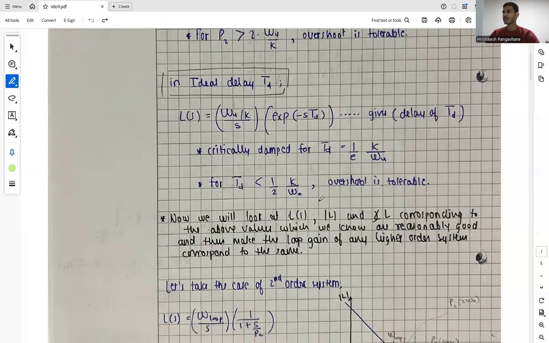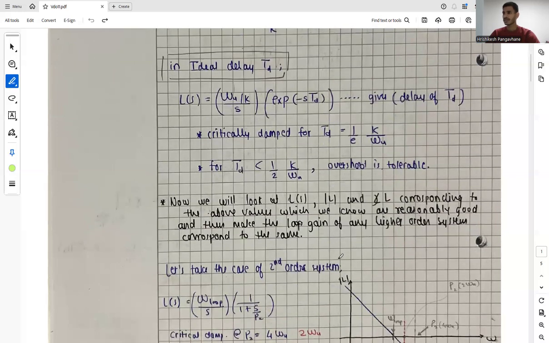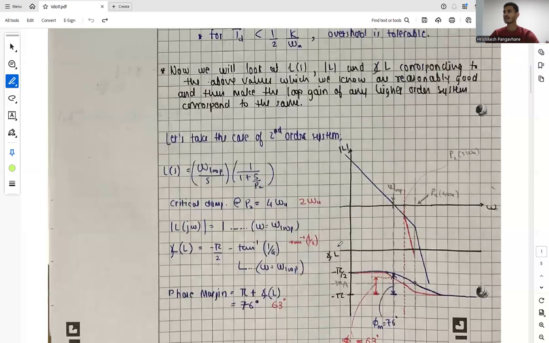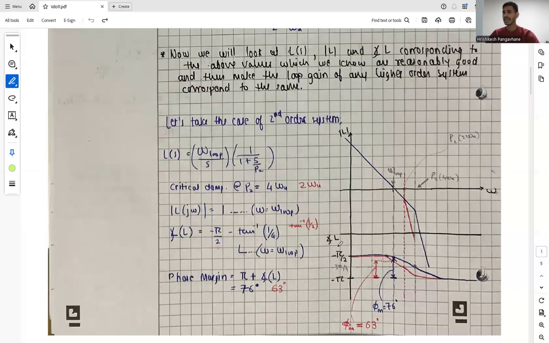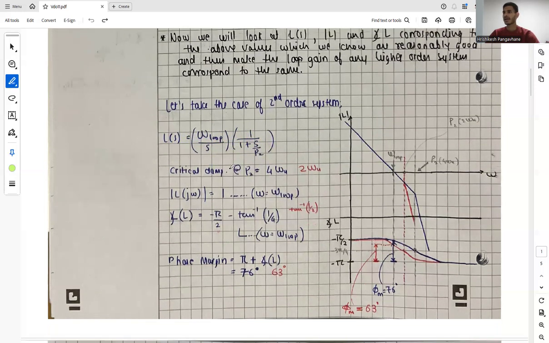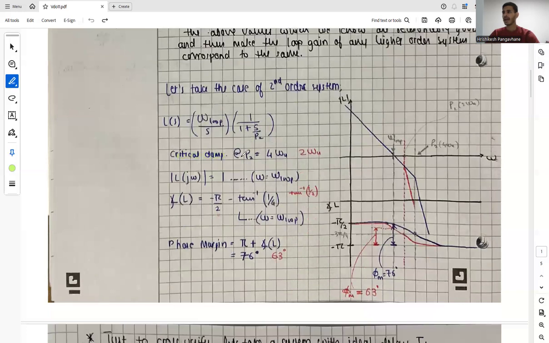Now we will look at L of s, the loop gain function, the magnitude of the loop gain and the phase of the loop gain, corresponding to the above values, which we know are reasonably good, and then make the loop gain of any higher order system correspond to the same. So let's take the case of a second order system, whose transfer function is something like this, and it has its critical damping at P2 equals 4 times omega u.